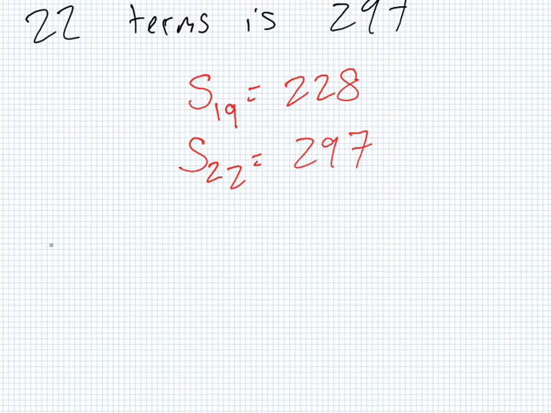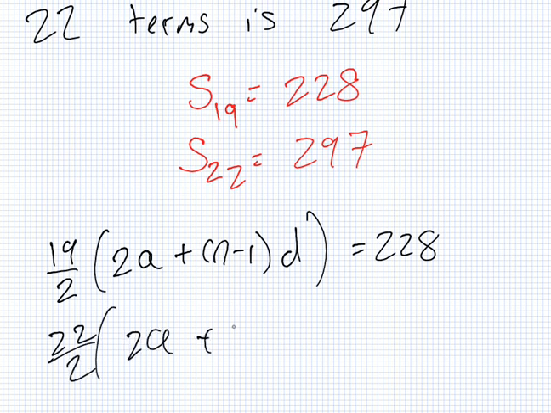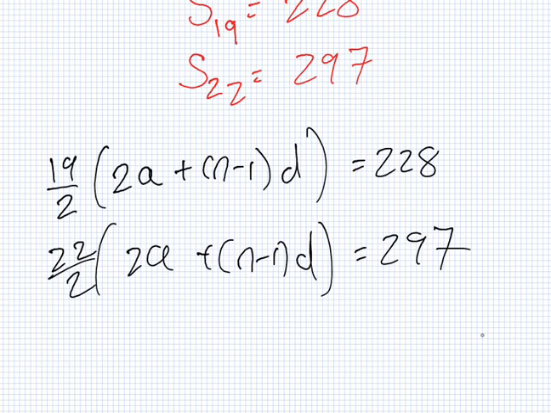So I can say n over 2 times (2a plus (n minus 1)d) equals 228. And likewise, n over 2 times (2a plus (n minus 1)d) should equal 297. So it's very similar to earlier today. I just need to clean it up.